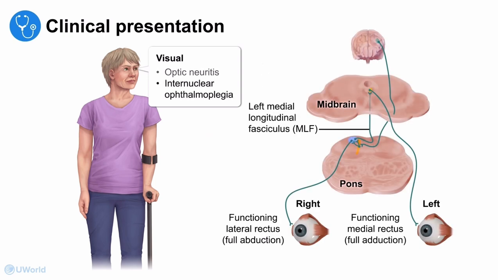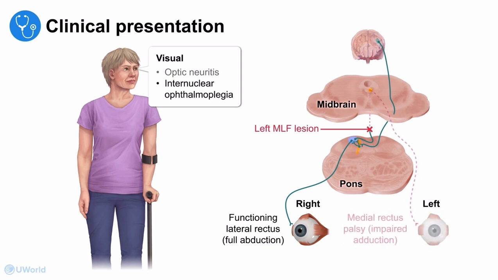Internuclear ophthalmoplegia occurs due to involvement of the medial longitudinal fasciculus and is characterized by an inability of the ipsilateral eye to adduct when the contralateral eye abducts during horizontal gaze.